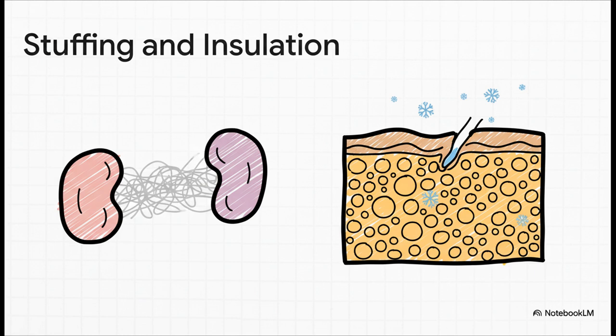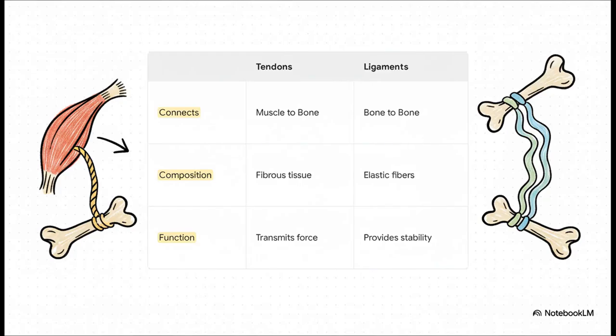And then there's adipose tissue. That's where we store fat. It's not just for energy either. It's an amazing insulator that helps keep you warm. And of course, we have the heavy-duty connectors, tendons and ligaments. People mix these up all the time, but the difference is simple and really important.